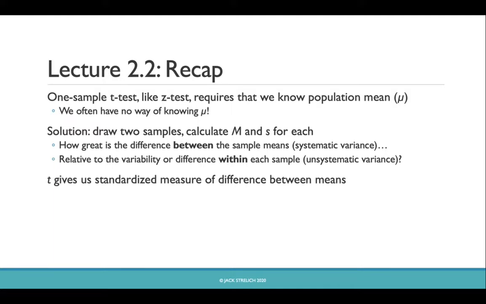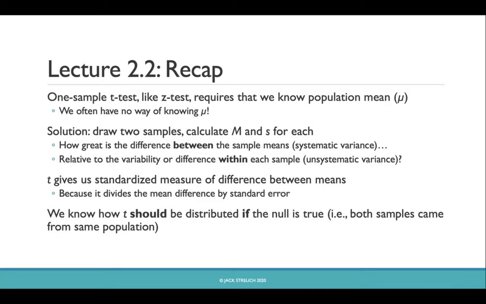Our t-statistic gives us a standardized measure of the difference between means because it divides the mean difference by standard error. We know how t-statistics should be distributed if the null is true. In other words, if both samples actually came from the same population. Which means that if t is sufficiently extreme, in other words, is sufficiently unlikely to have occurred if the null was true, we reject the null.